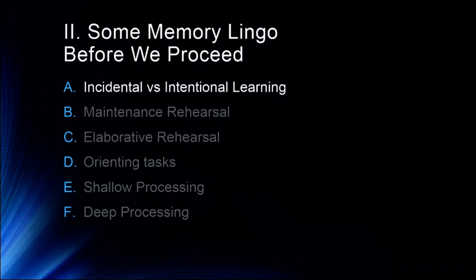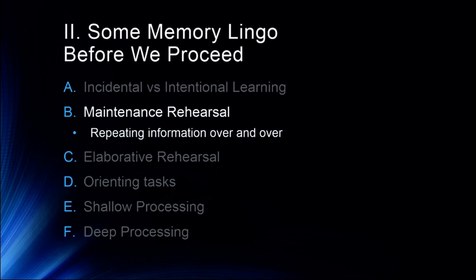Our next bit is maintenance rehearsal, and maintenance rehearsal is something we've talked a little bit about already. This is basically repeating something over and over in the articulatory process or in the phonological loop, where you're just saying something to yourself over and over again. And this is a tried and unfortunately not particularly true method for trying to learn information. Sometimes it's all you have, but most often we can come up with a better strategy, and we'll talk about those as we move through the term.